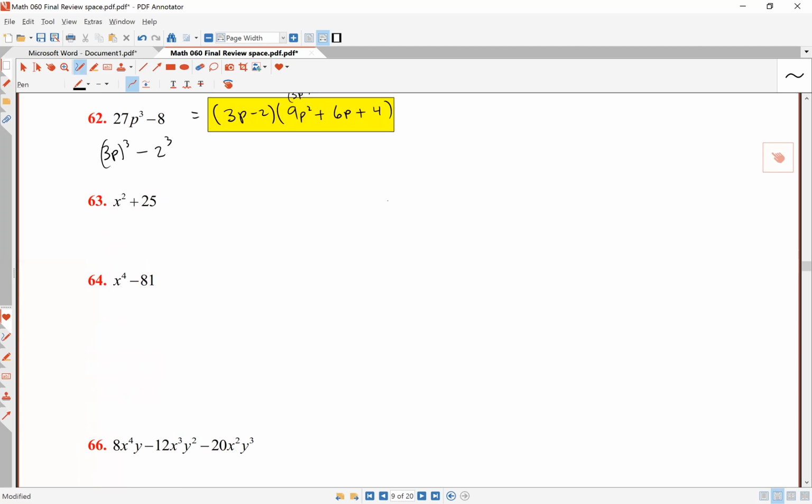X squared plus 25 is the sum of two squares. That's always going to be prime. Can't factor a sum of two squares. But x to the fourth minus 81 is a difference of squares. Square root of x to the fourth is x squared, so that's x squared minus 9 and x squared plus 9. X squared minus 9 is x minus 3 and x plus 3.